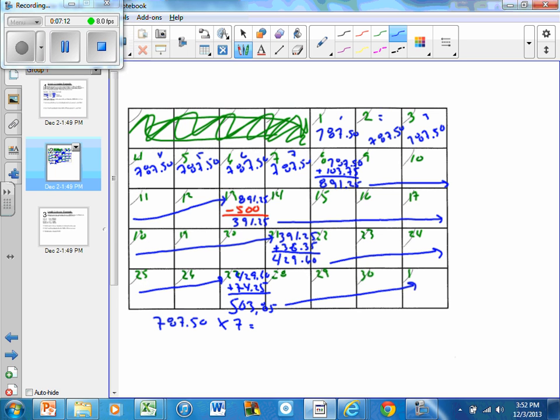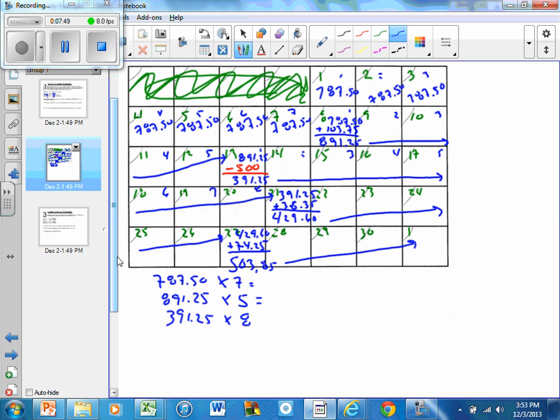Okay, then our next amount, $891.25. How many days did we have at that balance? Well, we had 1, 2, 3, 4, and we had 5 days at that balance. We're going to multiply that by 5. And then we had our next amount, $391.25. We're going to see how many days we had at that. 1, 2, 3, 4, 5, 6, 7, and 8. So we're going to multiply that number times 8.